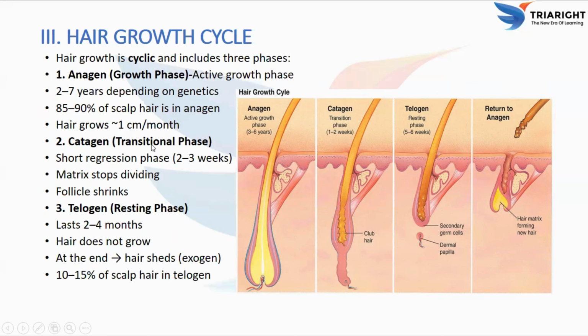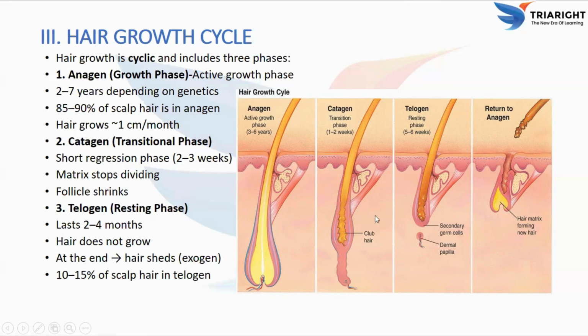So 85 to 90% of scalp hair is in this phase at any given time. This hair grows about 1 centimeter per month. Hair cells in the matrix divide rapidly, pushing the hair shaft upward. A longer anagen gives the longer hair length possible. So what is the next phase?